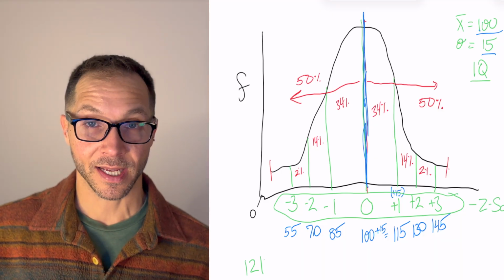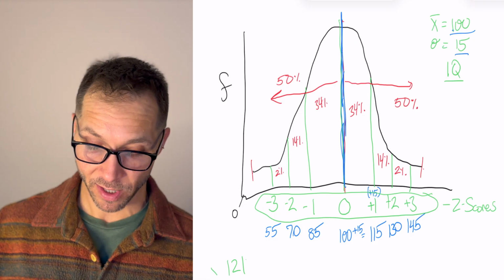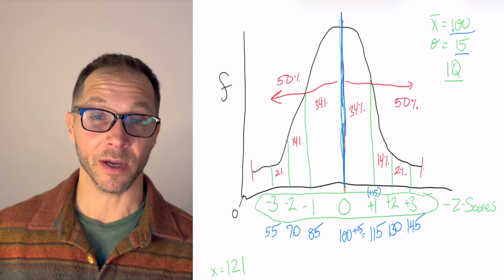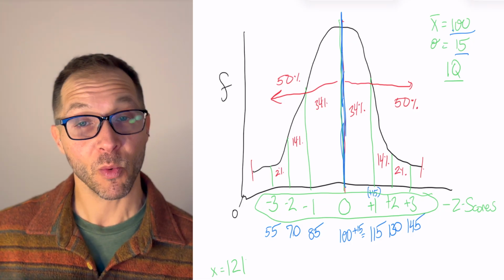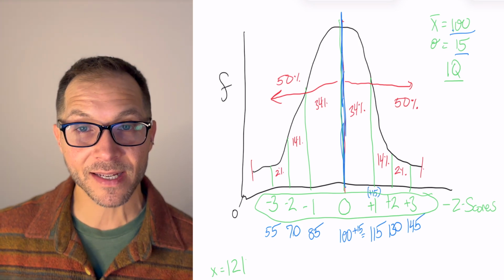A z-score tells me how many standard deviations I am away from the mean. So I have my raw score here. My raw score is 121. I want to find out where I am on this plot, and I do that by finding my z-score. What is my exact z-score?